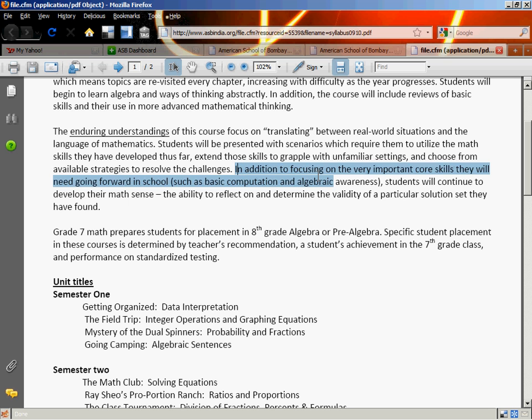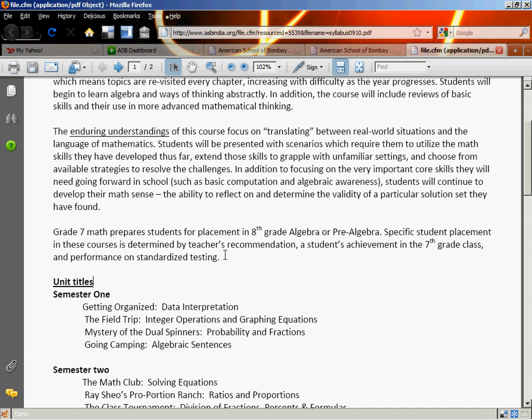In addition to focusing on very important core skills, you're going to be developing your math sense, the way that you can look at problems, and the answers you get for the problems, and determine whether or not your answers make sense. It's a quick way of being able to check whether you have a reasonable answer or something that needs to be rethought.